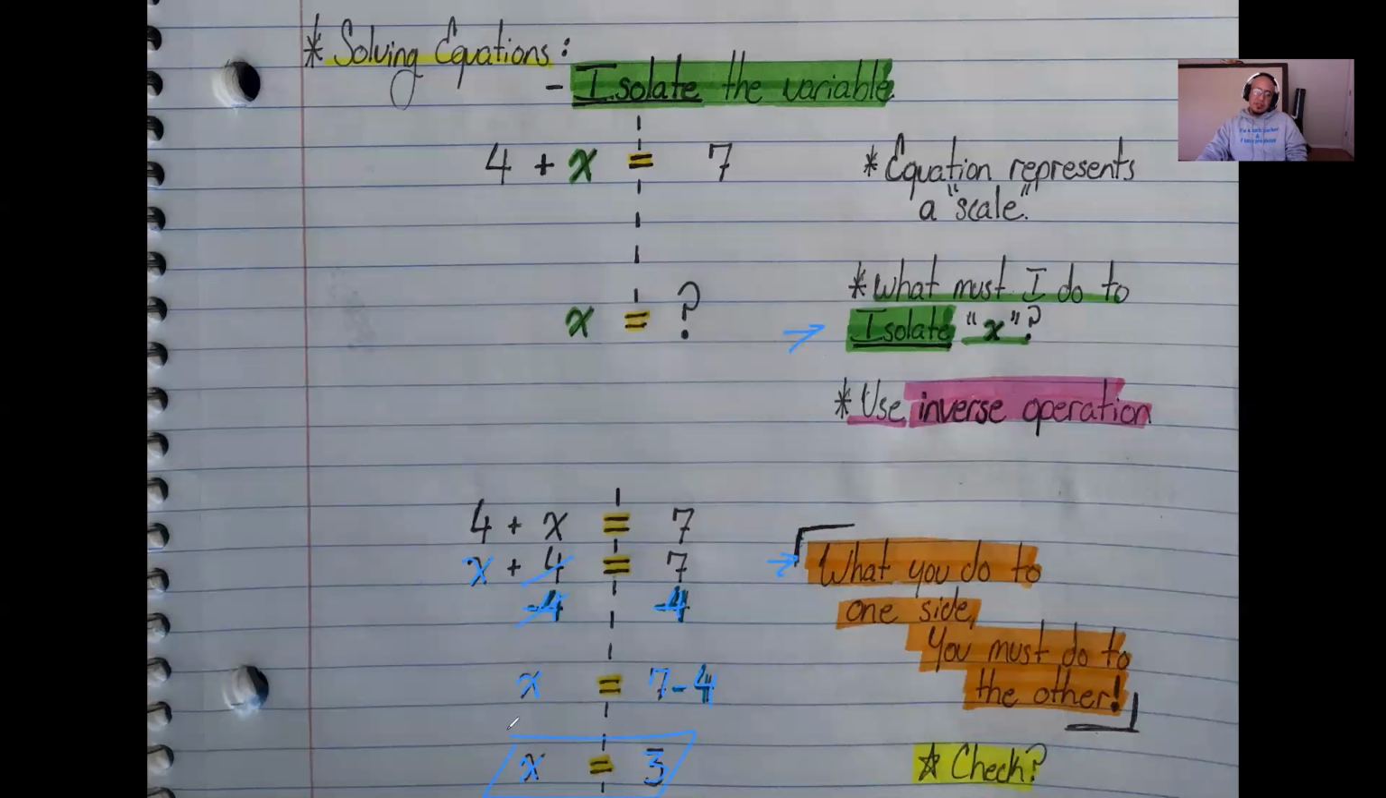How do I check that out? I can put the 3 back up here. Is 4 plus 3 equal to 7? Yes, x does equal 3. And that's it. Let's try one more.